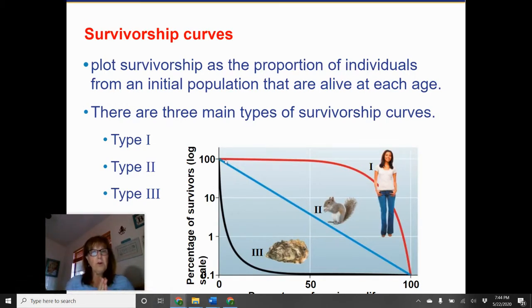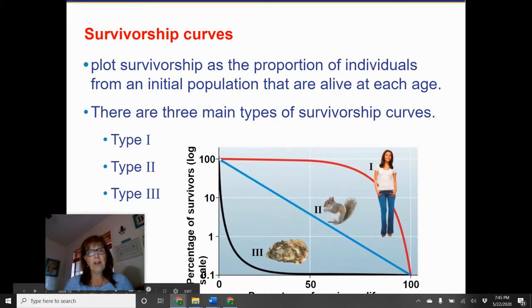If you are talking about the human population, we have a type 1 survivorship curve, in which we give birth to like 1 or 2 offspring, and they generally have a 100% survival rate. At least in the United States, most of our babies survive. They survive until about 70 or 75, and then all of a sudden we see a huge drop off, and we do not see very many people over the age of 100.